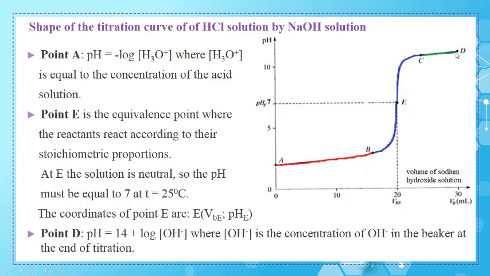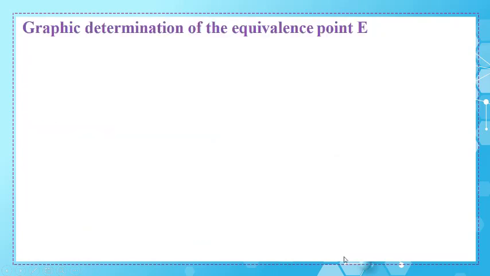Now at point D, we don't have any more acid. Acid has finished here. So here we just have the base that is increasing. So the pH can be calculated by applying the formula 14 plus log of the concentration of OH minus, where OH minus is the concentration of this ion in the beaker at the end of titration.